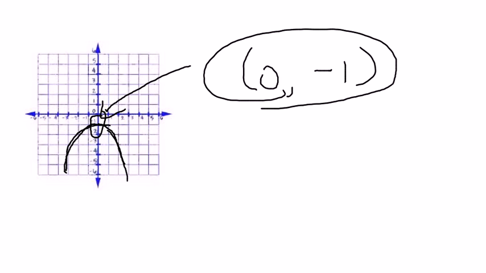Okay, now the next part of the question is maximum or minimum. Well, is that a high part of the graph or is it a low part? Well, that vertex is at the high part of the graph. It's at the highest point that the graph gets to. So it's a maximum. Okay.